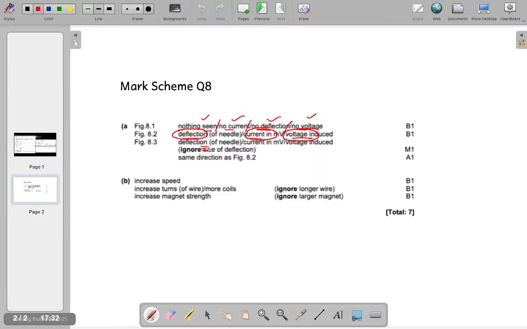Let us look at the mark scheme. The deflection is in the same direction. So you can say that there is a deflection, there is current, or there is a voltage. Any one of these, or if you say all three of them, you still get just 1 mark. And if you also talk about direction, you get the second mark. If you say deflection, current and voltage, the same thing three times, you are not going to get 2 marks for saying the same thing in different ways. So either you talk about deflection, current or voltage, plus you talk about the direction, and you get your 2 marks.